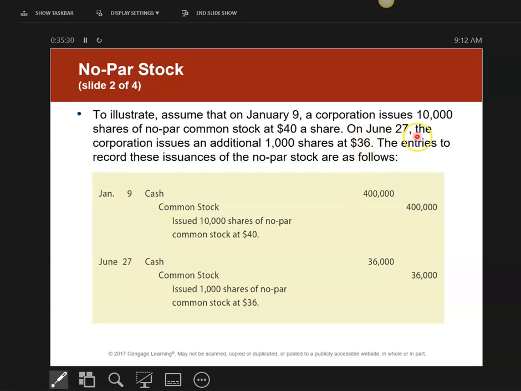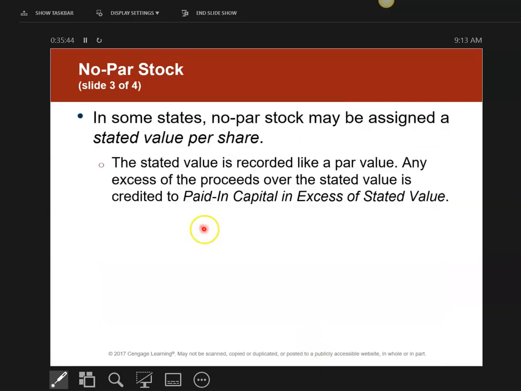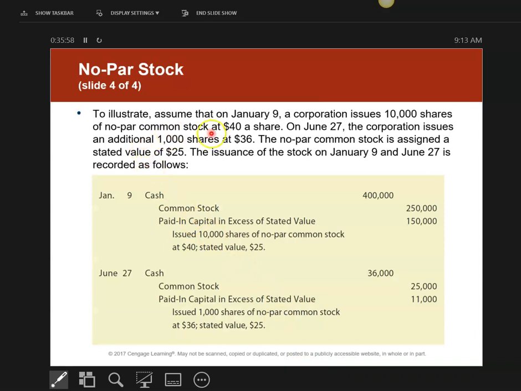Then on June 27th, I sell another 1,000 shares, but this time I sell at $36. So again, when it's no par, you take the number of shares times your selling price, and here's the journal entry. Well, here's my slide about the stated value one we talked about. So a stated value. I'm going to show you the same example that we just had, but with a stated value.